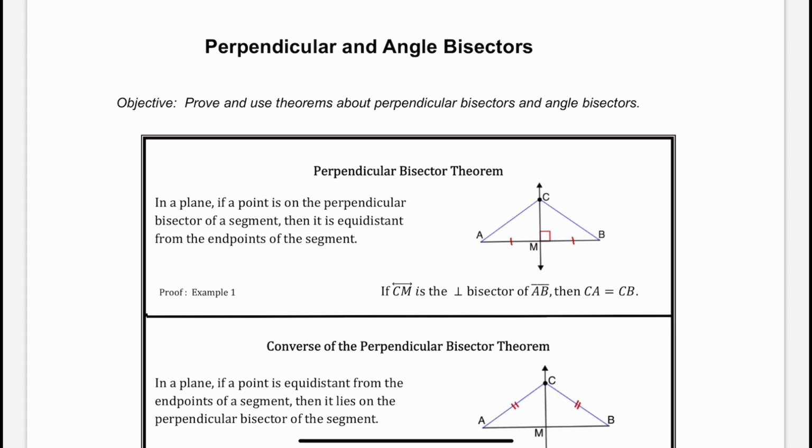example 1. In a plane, a flat surface, if a point is on the perpendicular bisector of a segment, so for example we have C here, then it is equidistant from the endpoints of the segment. So what that's saying is if this line right here makes a 90-degree angle with this line segment AB and it's right in the center, then these two sides are going to be exactly the same length.